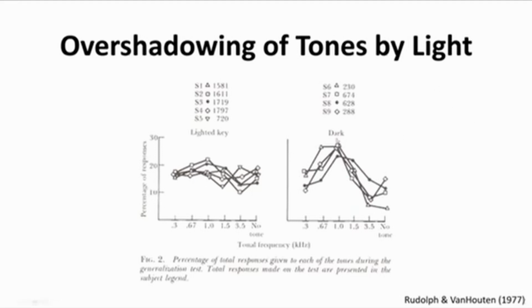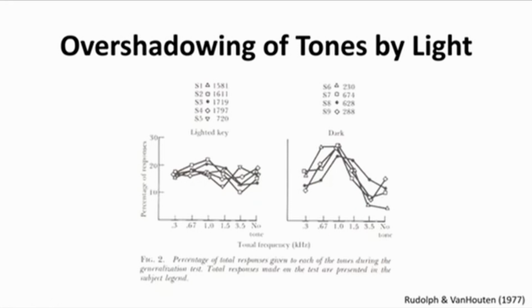Whereas the pigeons that were trained in the dark with no visual cues show higher responding at the frequency that they were trained to respond at, and they show less responding to either side. So these ones are showing that they actually learned to relate that tone to that behavior.